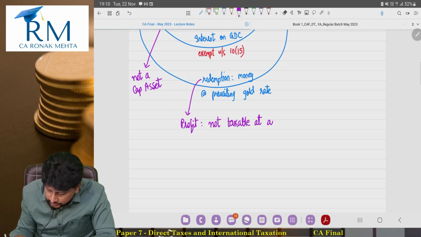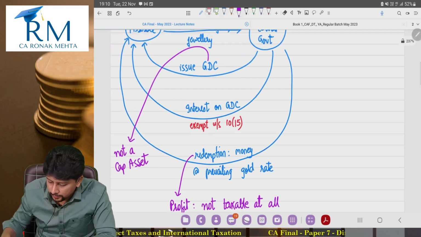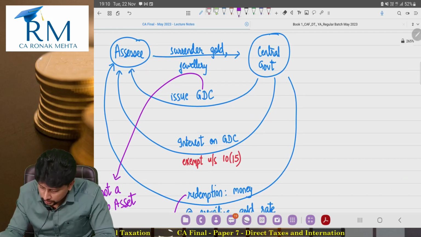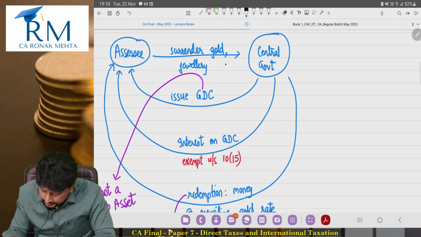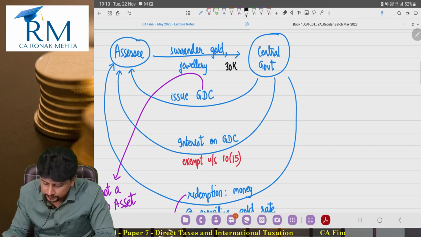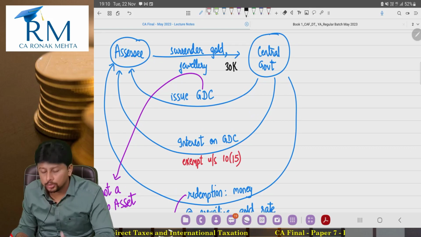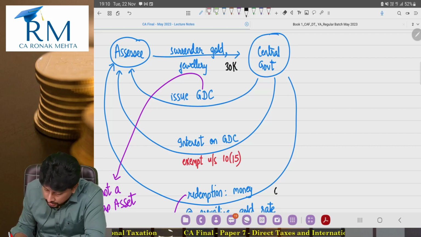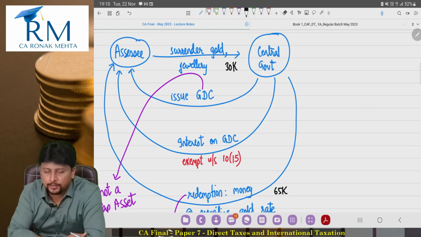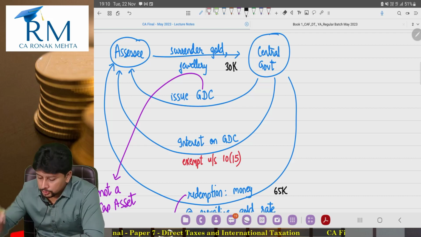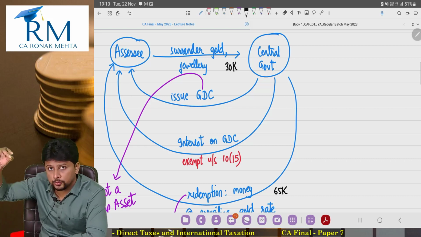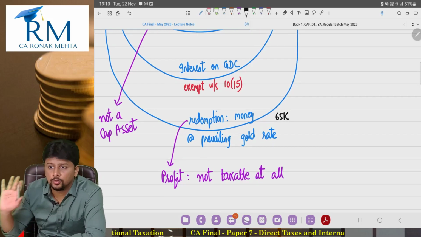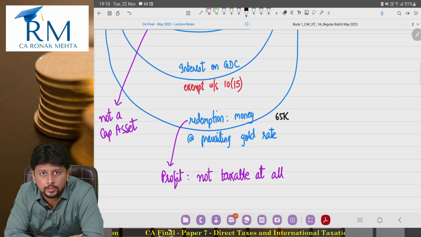You purchased jewelry, you purchased gold at the rate of say 30,000. So this 30,000 was your cost. You surrendered it. You got gold deposit certificate in return. And when redemption happened, gold prices, for example, had gone to 65,000. So 30 minus 65, the profit that you have, that profit is not taxable at all, because gold deposit certificate is not a capital asset only.